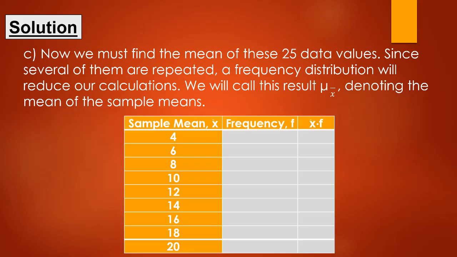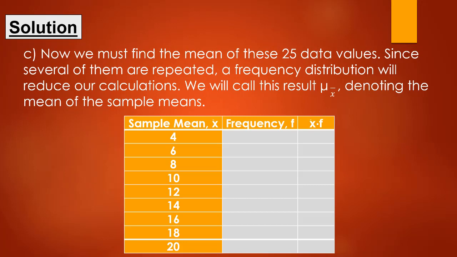So what we see here is a table, and I've listed all of the different sample means that we got. We got 4, 6, 8, 10, 12, 14, 16, 18, and 20. Some of those means occurred more than once. So if we also incorporate their frequency, then we can deal with a smaller table. This is much smaller than listing all 25 values and getting repeated values in the table.